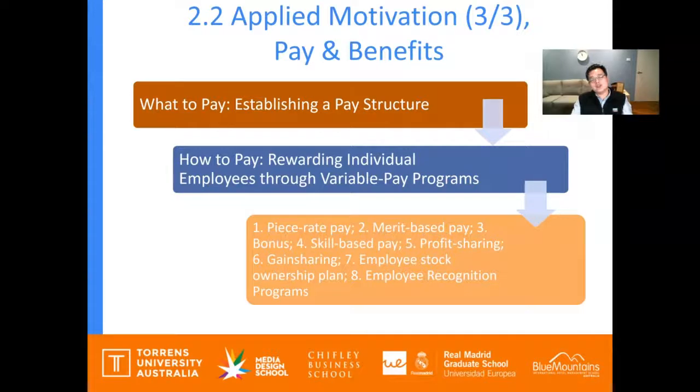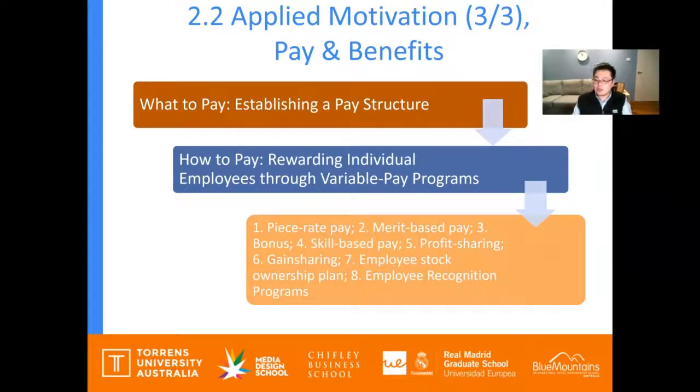And the third point of applied motivation would be the pay and benefit. This contains several questions like what to pay. That requires establishing a pay structure, and how to pay is a rewarding system, like rewarding individual employees through the variable pay programs. We have listed here 8 of them for your reference.